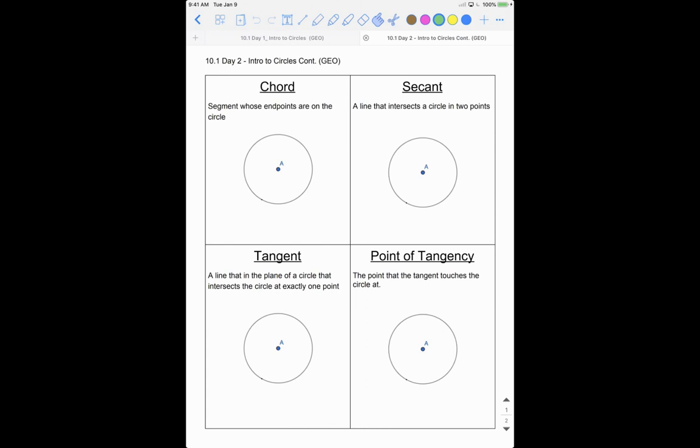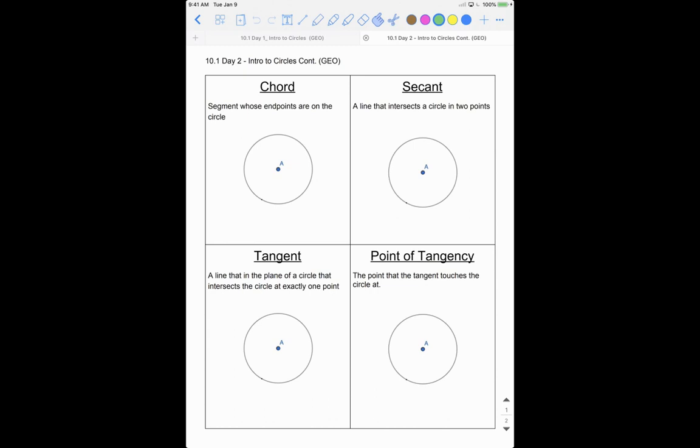And so this is 10.1 day 2. We're going to talk about some different things in circles and some different types of lines. So first of all, we're going to talk about a chord. I know it's spelled CH, but it's still pronounced a chord.